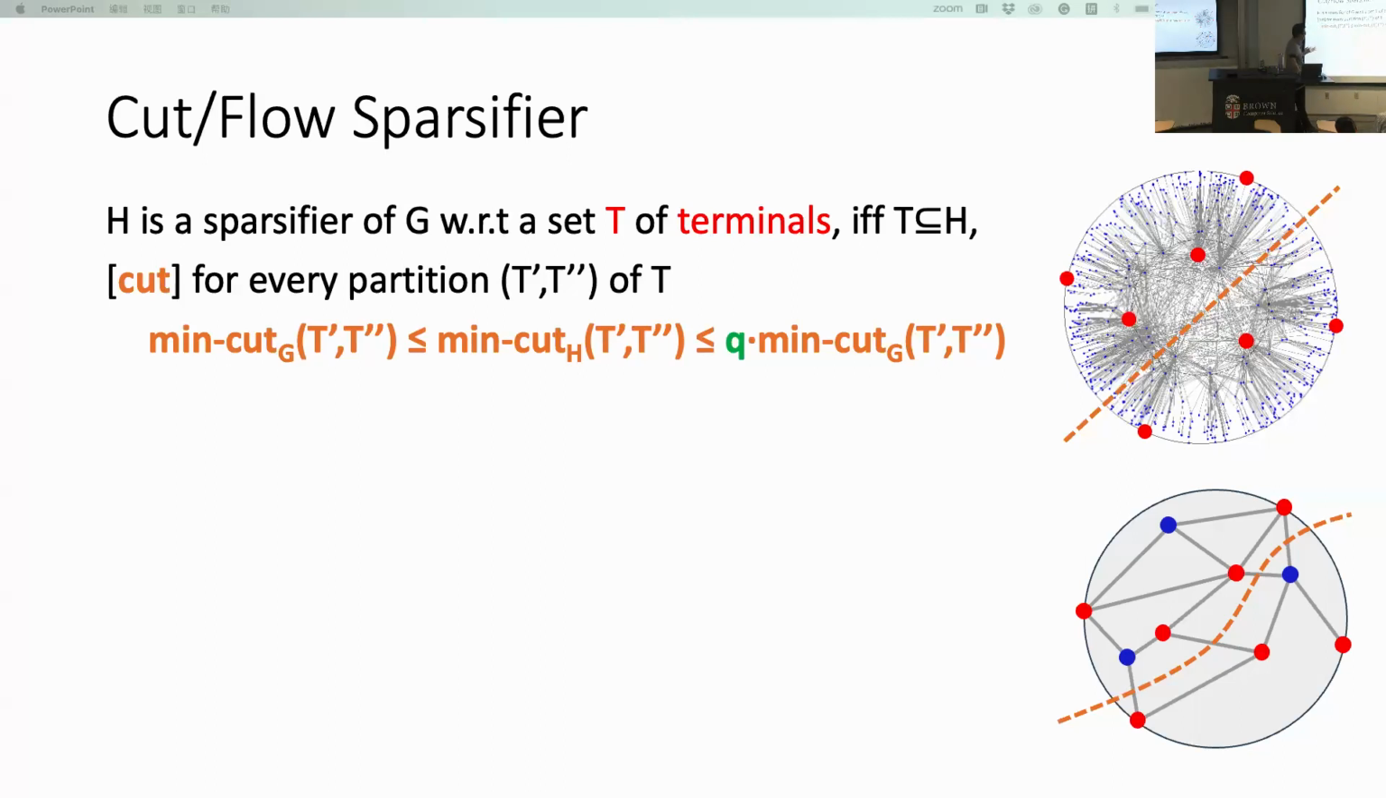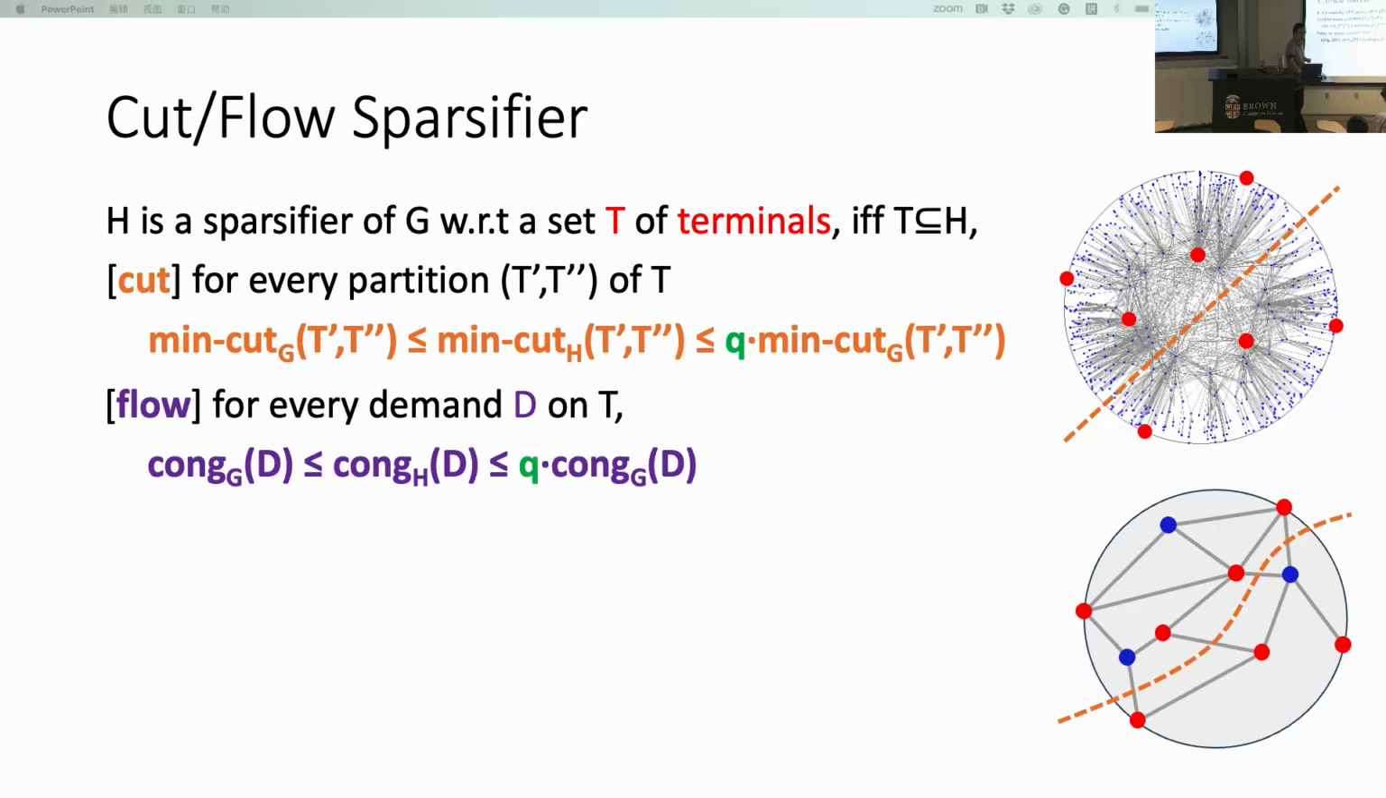Okay, so the flow sparsifier definition is a little bit more complicated, but it generalizes the cut sparsifier in a natural way. Just think about it for 3 minutes. So what is the definition? It says for any demand on the set of terminals, the min congestion of routing that demand in the original graph is about the same as the min congestion of routing that demand in the sparsifier. It's still an about-the-same condition.